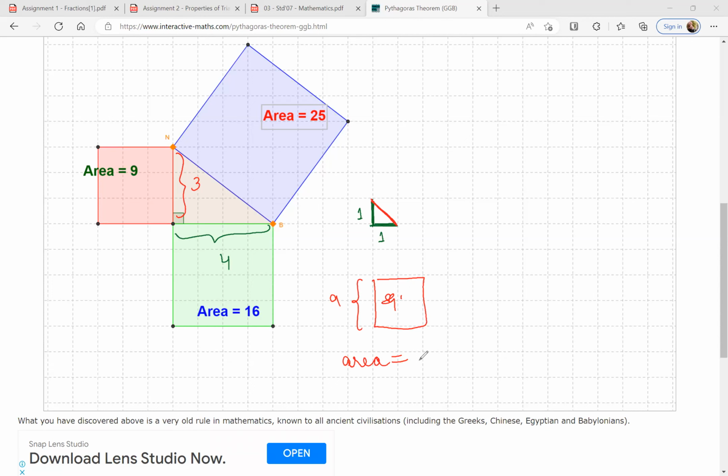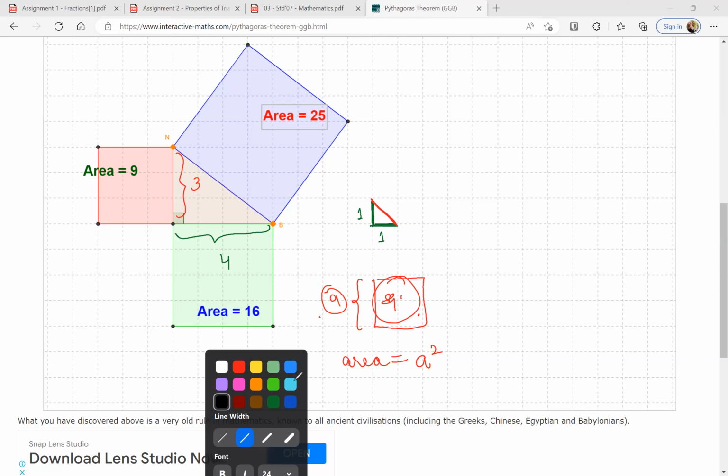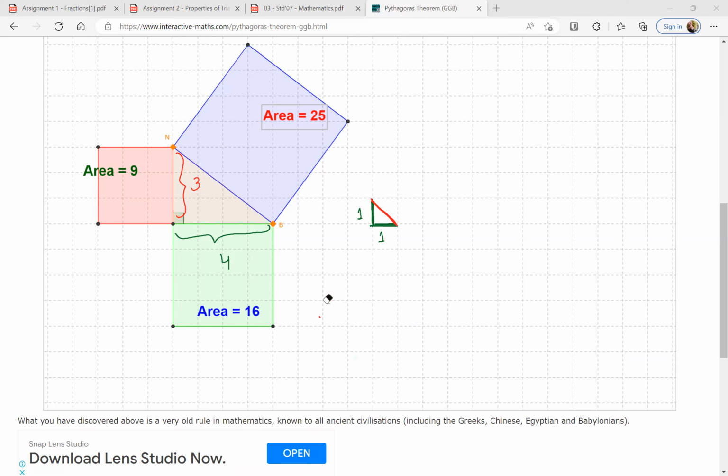Area multiplied by? It is A squared, right, Hiba? Yeah, A squared. And think about it like this: A is the side of a square, so A squared. Okay, understood. So the area of a square is the side squared.